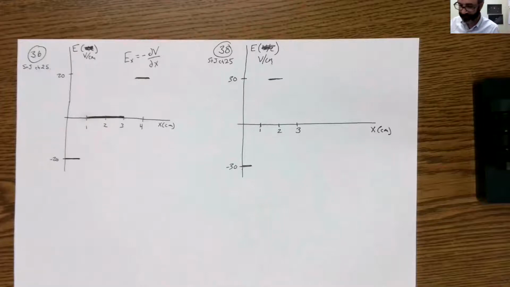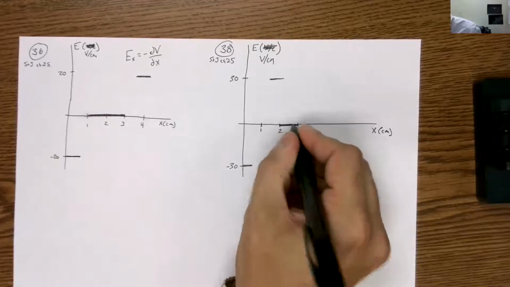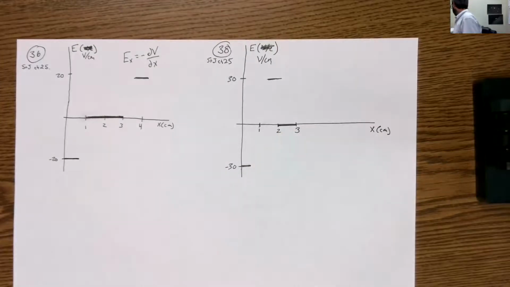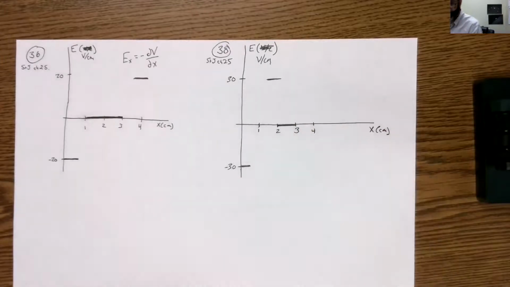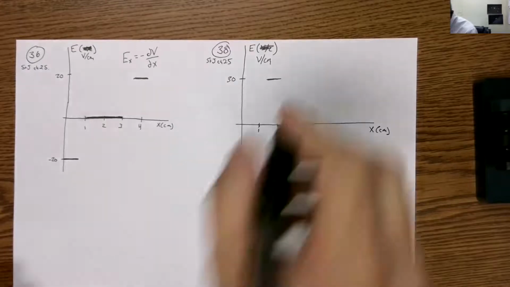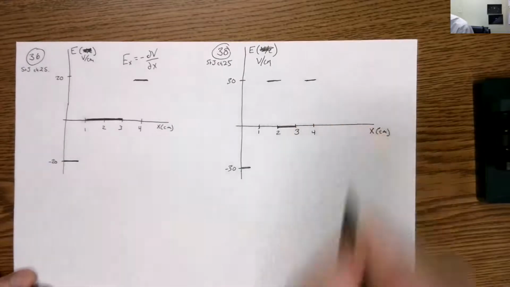Yeah, from 2 to 3, the potential was 0, but the slope of the potential was also 0, right? It's flat. So from 2 to 3, there's no electric field. And then 3 to 4. Positive 30. Yeah, 3 to 4, we now have a negative slope again, and it's still the same slope, but negative. So we have another region where the electric field is positive 30 volts per centimeter.